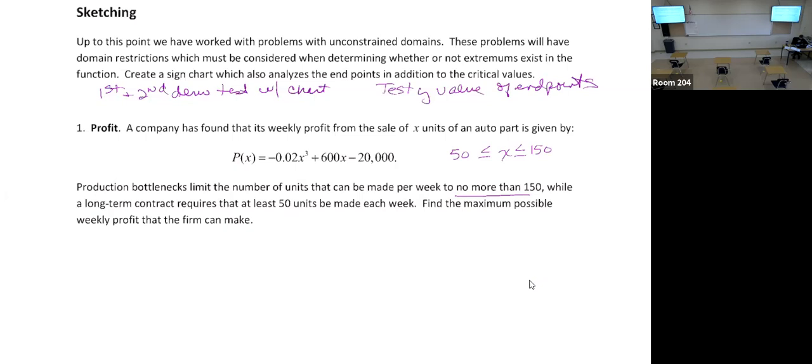Find the maximum possible weekly profit that the firm can make. So you're going to find the profit, but you're going to do it by maximizing X. Okay, so once you get your maximum, then you can come up with what the profit is. So go ahead and start taking your derivative.